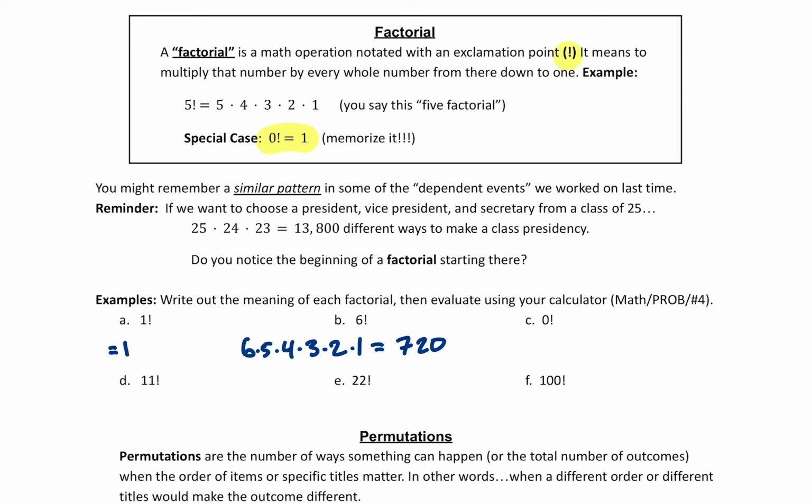Now looking at C, we have 0 factorial. Well, that right there is our special case. So we already know that 0 factorial is 1.